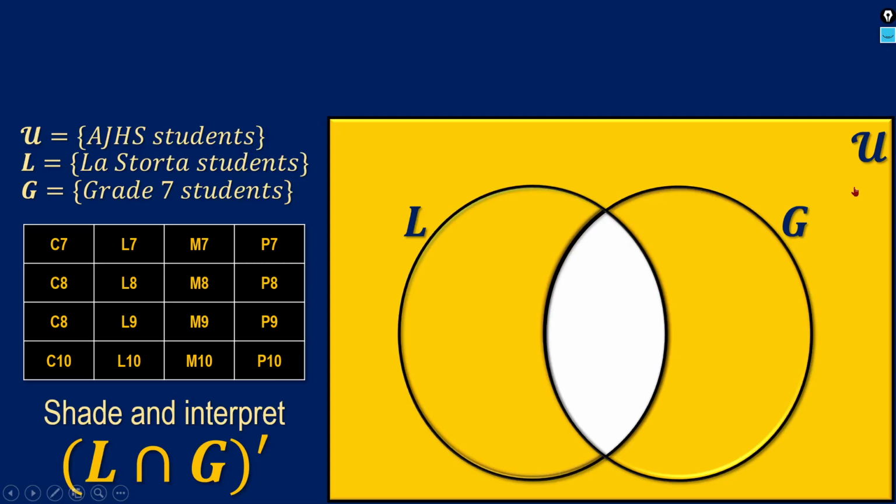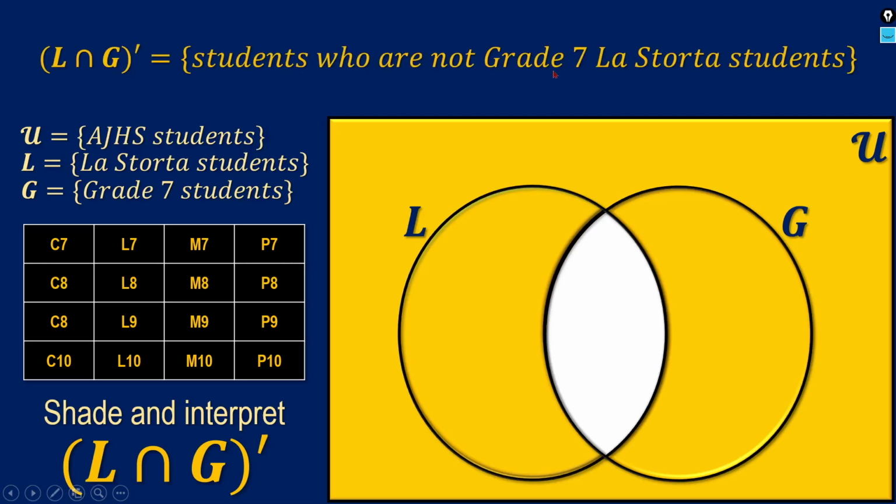Now again, how do we interpret that? Remember, complement, not the intersection. But what is the intersection? Remember, ang intersection ng L and G, ito, yung nasa gitna, yan yung grade 7 Las Torta students. In fact, isang grupo lang yan nandyan, no? L7, Las Torta 7 lang. So, in this case, not Las Torta 7 means what? Very good. Everything else, no, outside of L7. So, ang interpretation natin dito would be students who are not grade 7 Las Torta students.